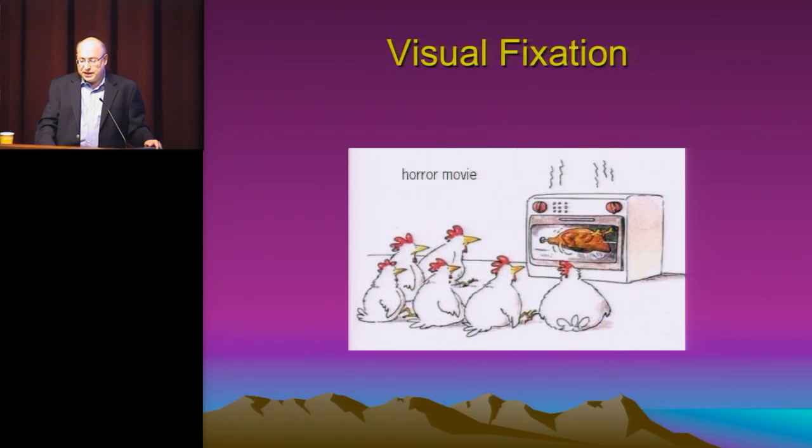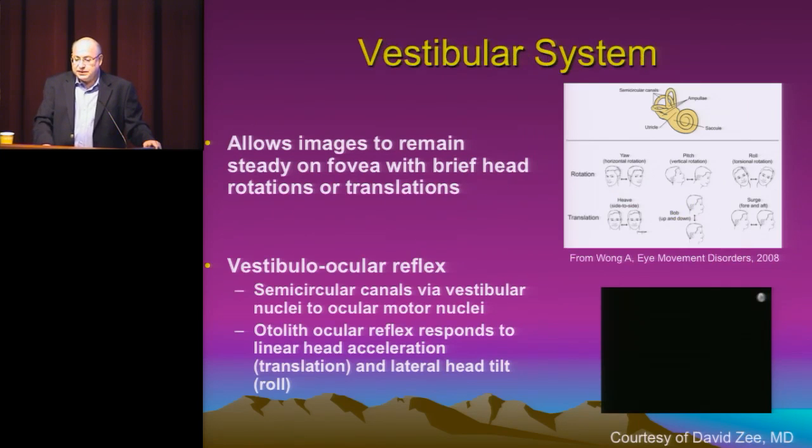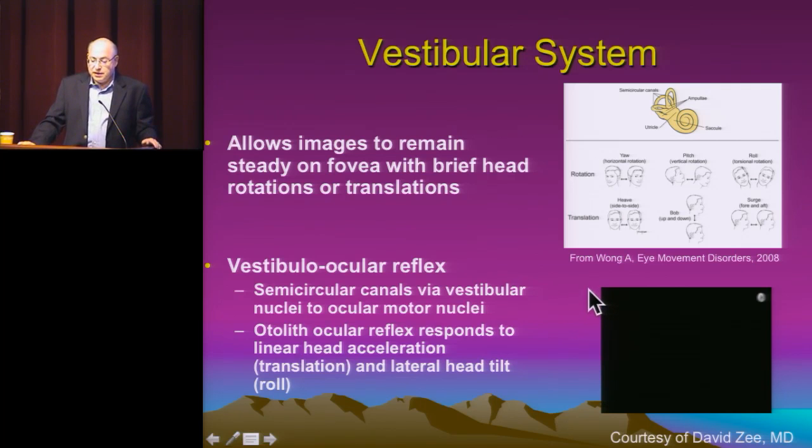So let's first talk about visual fixation. Let's say we want to look at something important. Where does that begin? That begins in the occipital lobe, and it allows images to remain stationary on the fovea when the head's not moving and the object's not moving. And so that's back here in the occipital lobe down to the brainstem. The vestibular system allows images to remain steady on the fovea with brief head rotations or translations, which means moving forward. And it's mediated by the vestibulo-ocular reflex, which begins in the semicircular canals, goes into the vestibular nuclei through the eighth nerve, and eventually connects with the ocular motor nuclei.